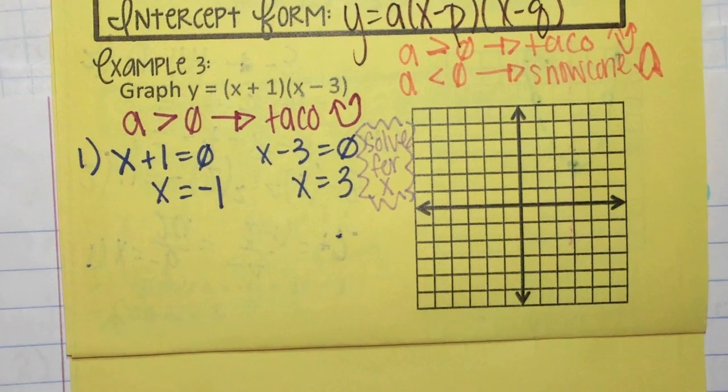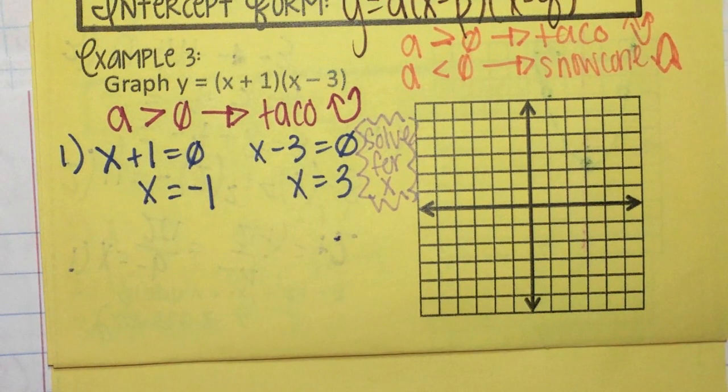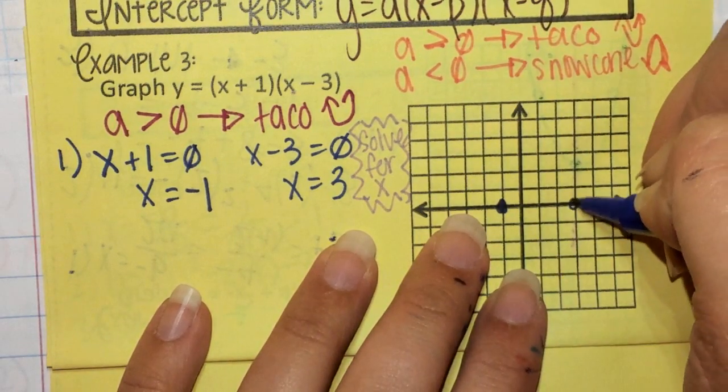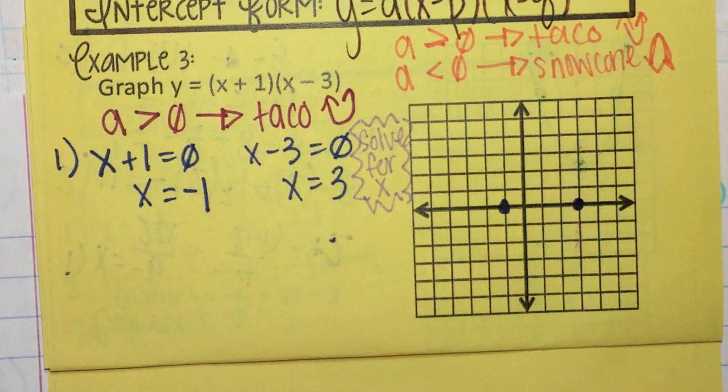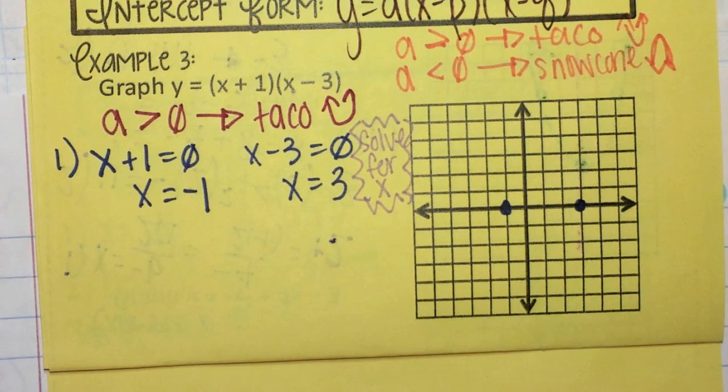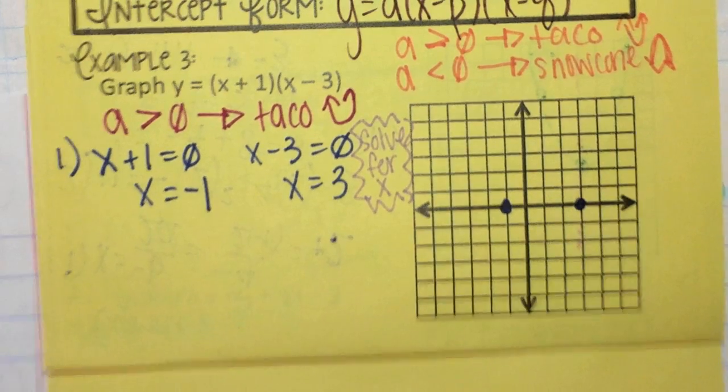Alright, so I want you to plot your x-intercepts. So you would go left 1 and then right 3. Now, what else do we have to have for a parabola? A y-intercept. The vertex and the line of symmetry. Axis of symmetry. How do you think we find that?